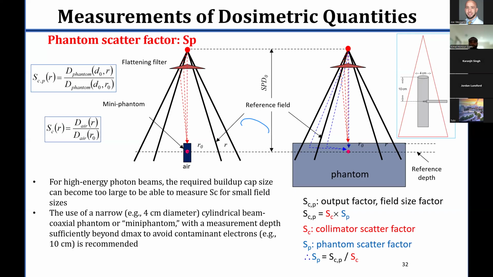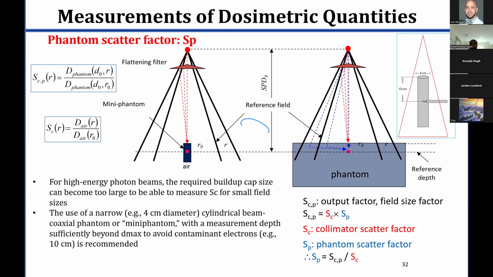When we think about the phantom scatter factor, which essentially represents the variation in scatter radiation originating from within the patient or the phantom as the field size changes, what we need to keep in mind is that it essentially corrects for the scatter dose contribution from the irradiated volume to the dose measured at the reference depth. And so essentially, SP is independent of the radiation from the collimator and solely is related to the scatter produced within the irradiated volume itself, and solely depends on the volume within the irradiated volume itself.